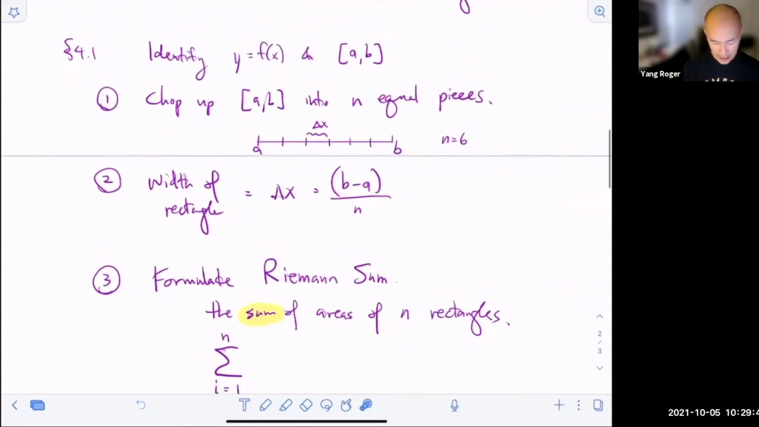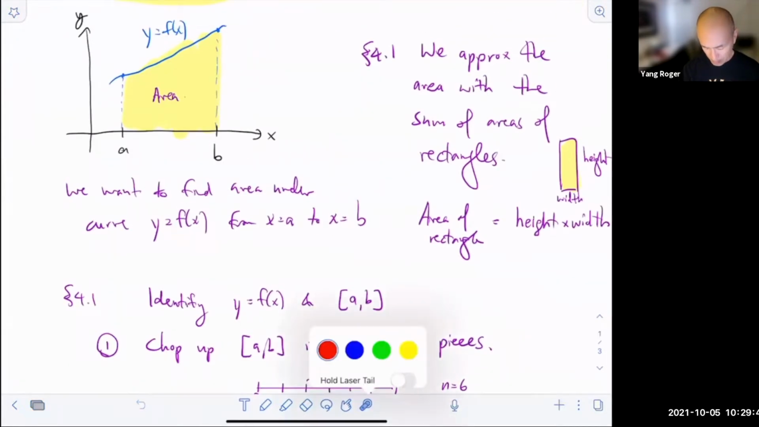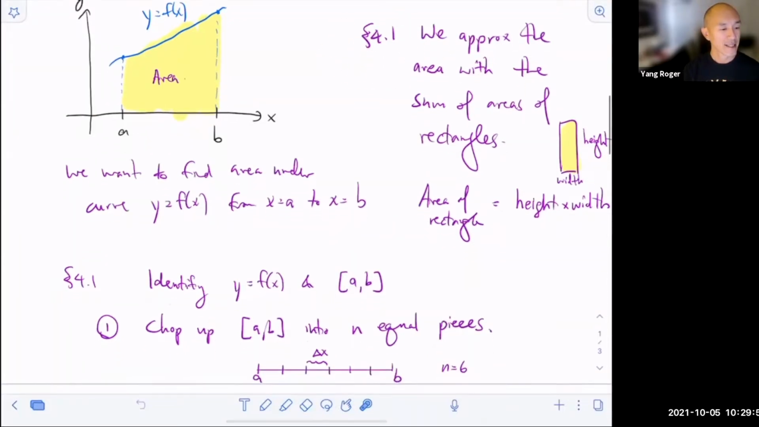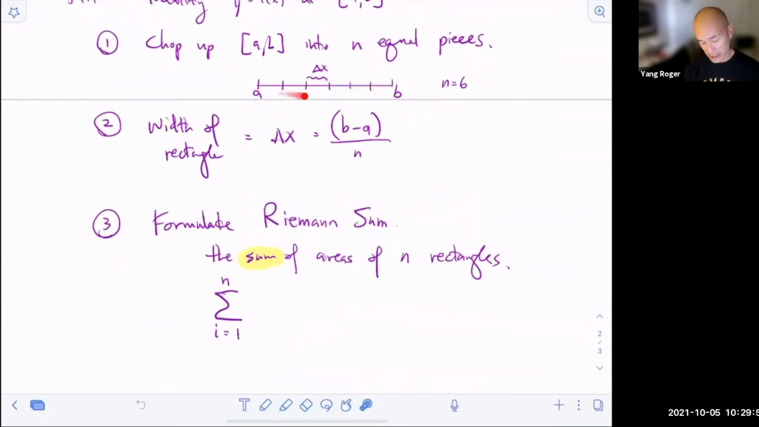I had said that we're trying to approximate the area under this curve with the sum of rectangles, and that's what 4.1 is about. I had said that we're going to chop up our interval into n equal pieces. So in my picture, I have n equal to 6. And because each of these pieces are equal, that gives you the width of the rectangles.